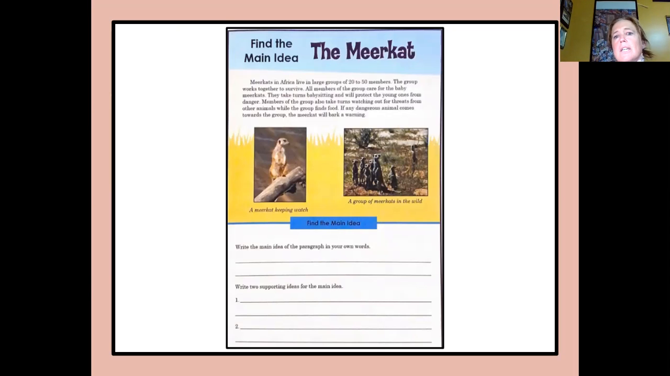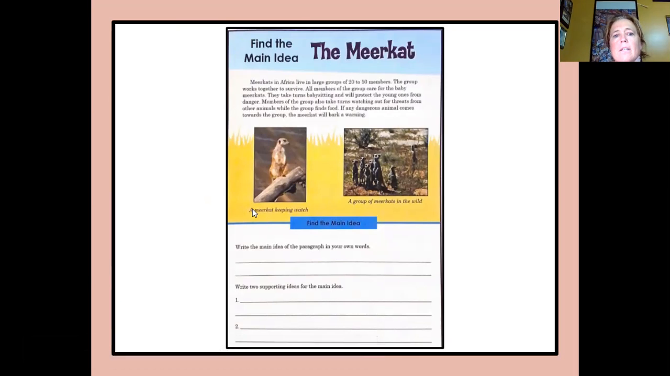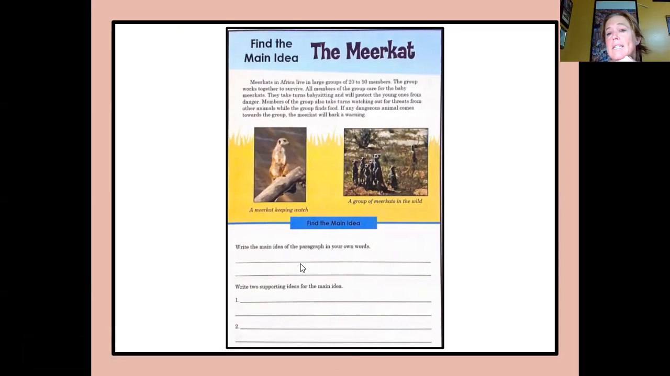Now, make sure you're also looking at photographs. One of our clues that we can look for to find the main idea is looking at the photographs. So this one says a meerkat keeping watch, and this one is a group of meerkats in the wild. This is in Showbie for you to do. If you would like to hear it again, you can just play this recording again, or you can read it yourself in Showbie. Make sure you write the main idea of the paragraph in your own words on these lines, and then you're going to write 2 supporting or key details from the passage that support what your main idea is.